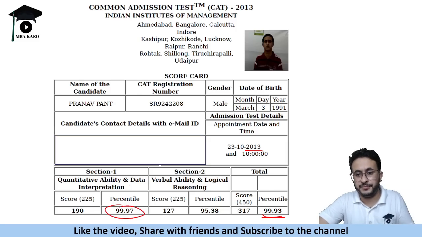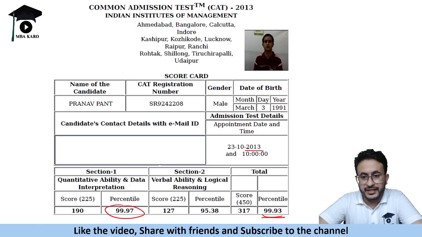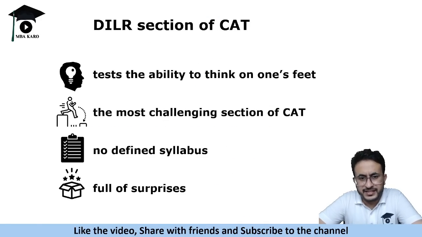Now how did I become so good at it, and what are the things that one must do to enhance their performance in this section? So what is the DILR section? It tests your ability to think instantly, right? As I said, if you talk about other sections, especially quant, you have an idea, okay, this is a topic, I know you can get questions from this topic.